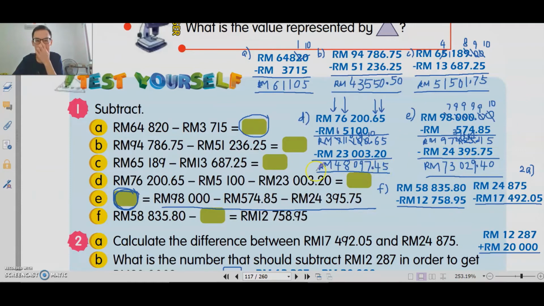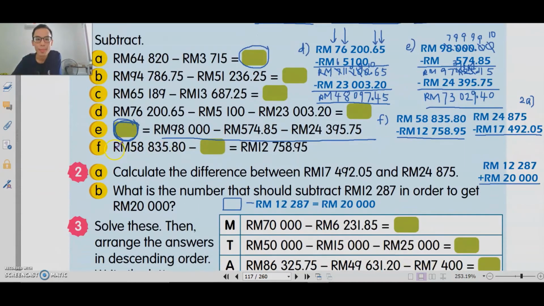Okay, question F. This minus unknown equals this, so we take the bigger number, we minus the back numbers, then we get the unknown. So 58,000 minus 12,000, right?